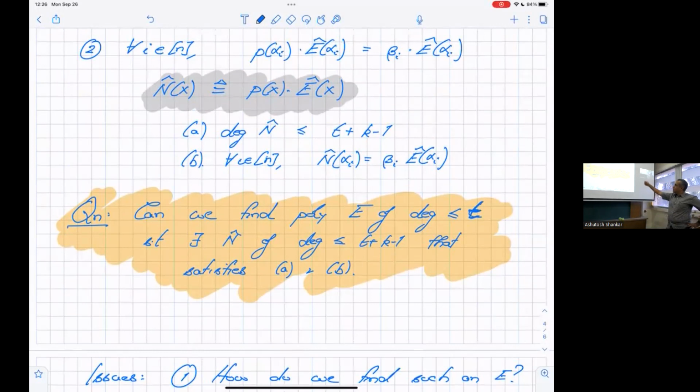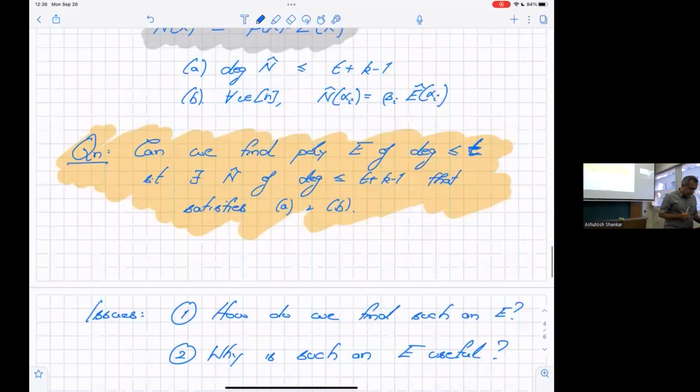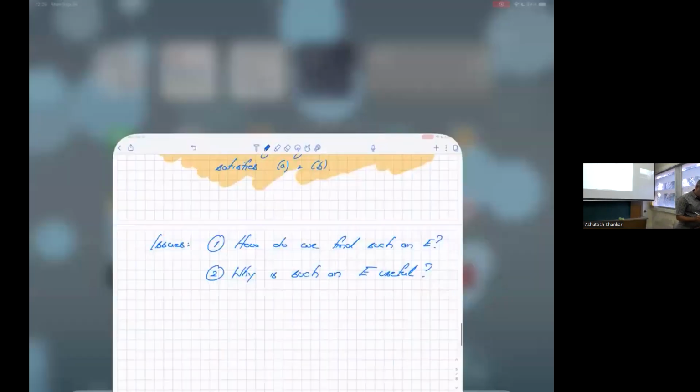So what is E? You want to find a polynomial E of degree less than n, such that there exists an N of this form that satisfies the equations. So just come up with variables for the coefficients of E and the coefficients of N, and ask if I can satisfy all that system of equations. In fact, this style of writing is exactly the Welch-Berlekamp algorithm.